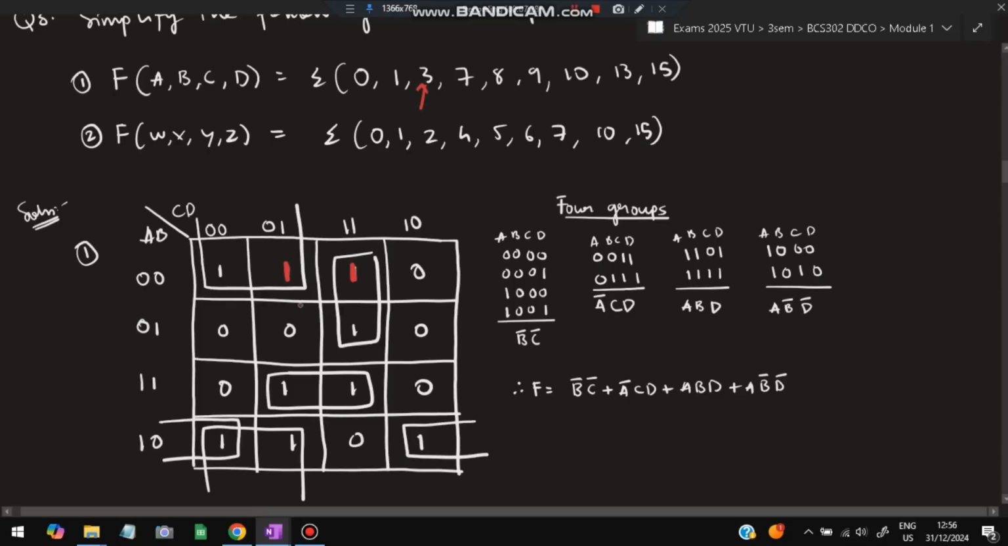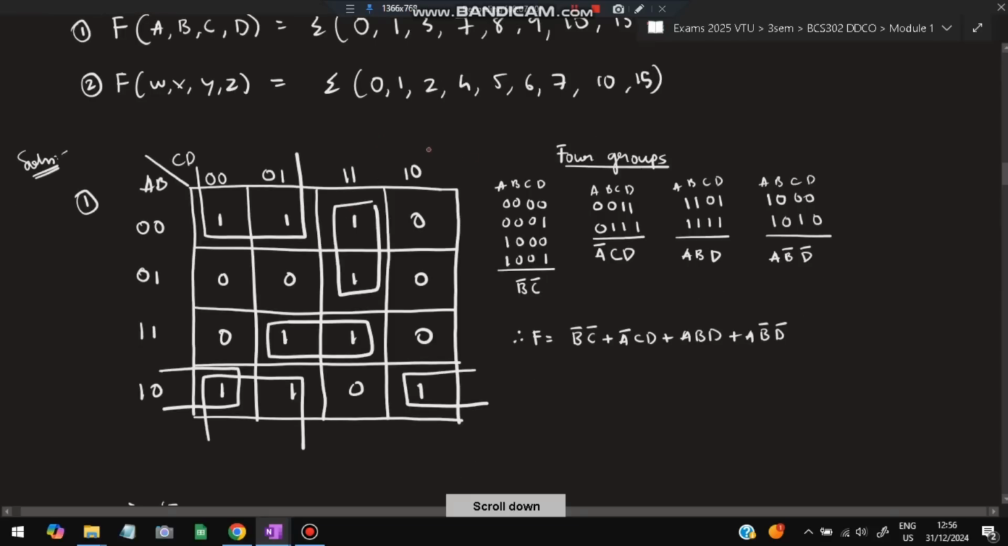Like that for all the numbers I have to put here. After that you have to make groups. Groups will be formed on the basis of 2, 4 or 8, or a single. So you have to try to form the maximum group.